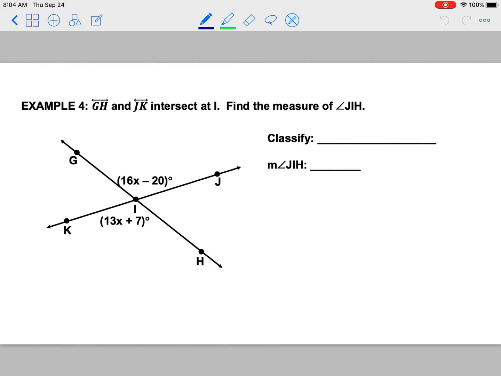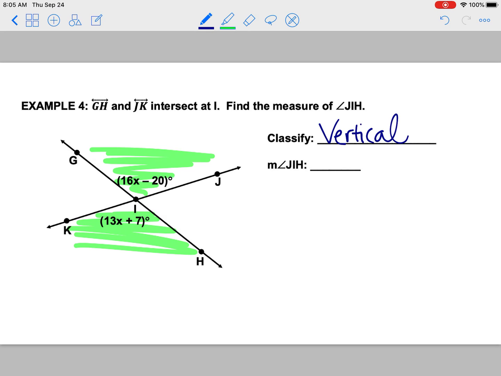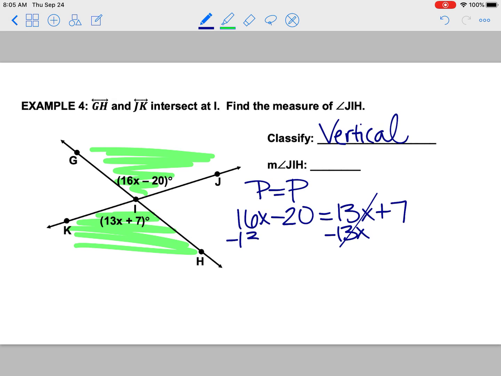Okay, let's look at the next one. Again, let's do our shading. We have to decide, are they adjacent or non-adjacent? We can see they're non-adjacent, making them vertical. We know if they're vertical, we're automatically going to put part equals part. Doesn't matter which part we start with. I like to start with my bigger x. Okay, subtract your 13x. Go ahead and add 20 at the same time. And so we have 3 x's and 27. Divide by 3, x equals 9.